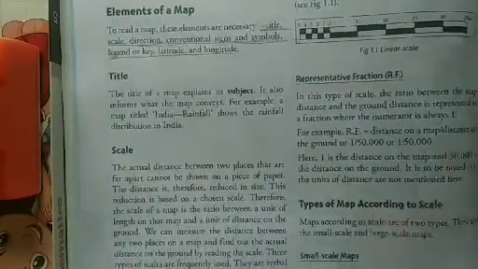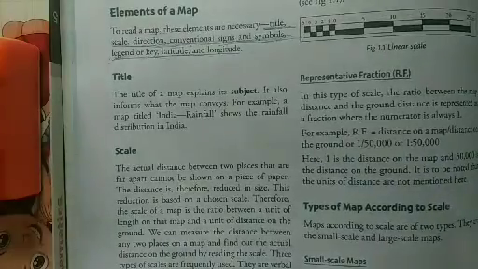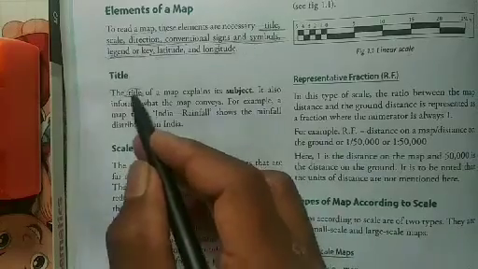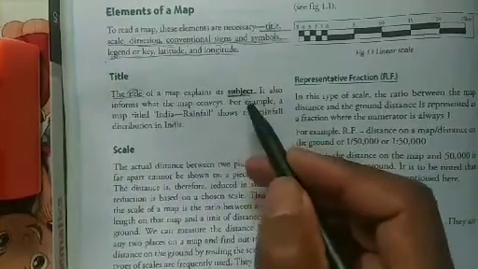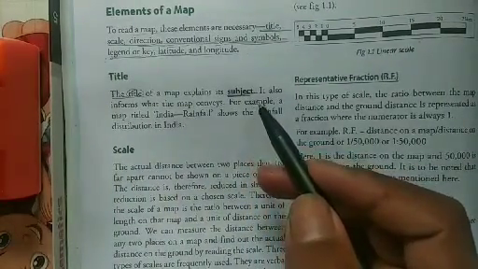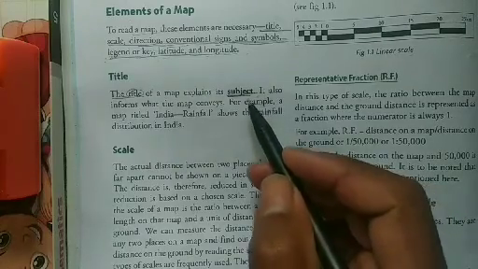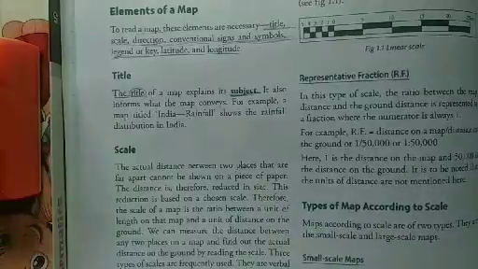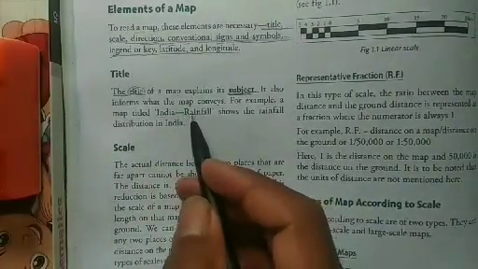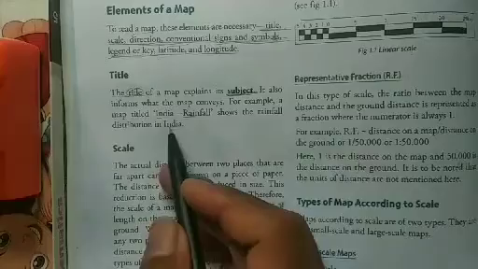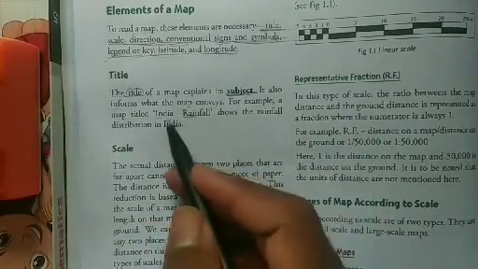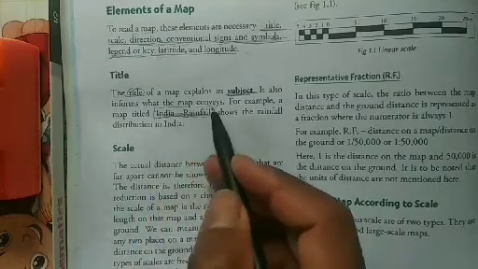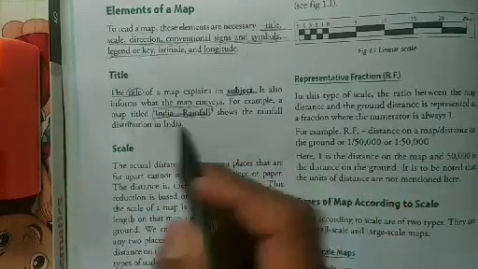We begin with the first feature, that is the title. The title of a map explains the subject, that is, what theme the map is based on. It also informs about the map's conveyor. For example, a map titled India Rainfall shows the rainfall distribution of India. So the map is about rainfall, and it will show the distribution of rainfall in the Indian region.